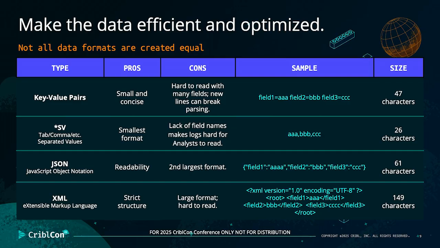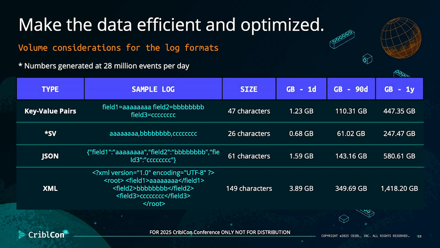And then lastly, XML. I question its purpose in life. 149 characters to tell you the same exact thing that 61 does. Again, these are in bytes, characters, whatever. It's cute for 1 or 2 logs, but if you scale that out to 28 million events per day, this is where you actually begin to see the value.